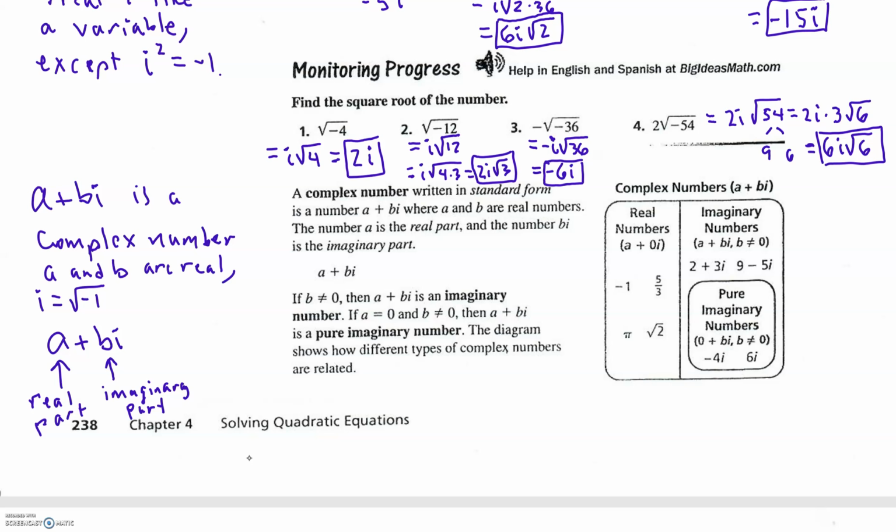Okay? If a equals 0, so if you have a complex number that looks like just b times i, that is called a pure imaginary number. So things like negative 4i, that's a pure imaginary number. 6i, that is a pure imaginary number. And that is the first page of our notes.